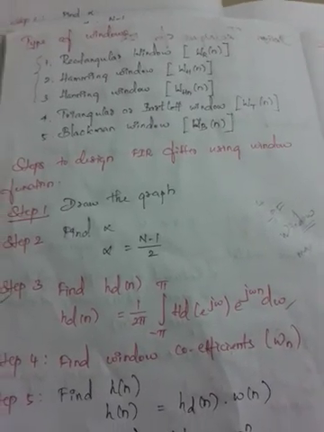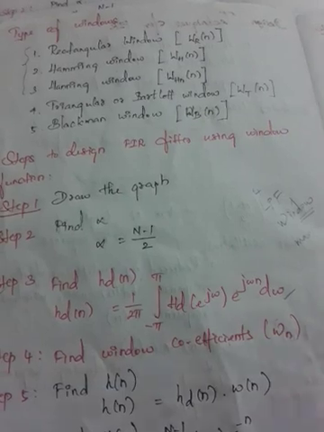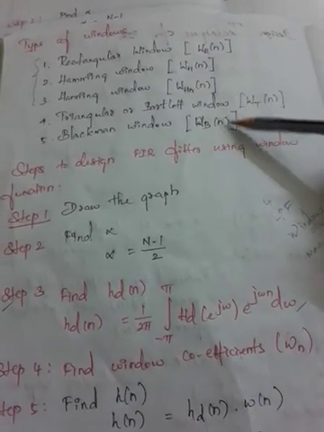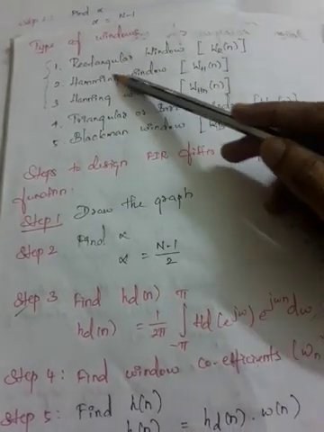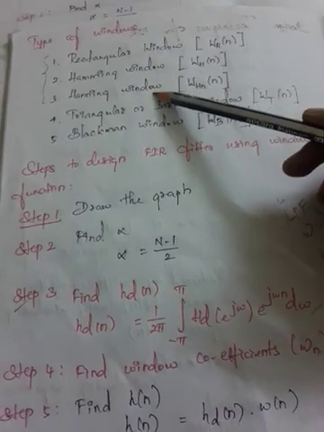Okay, next we are going to see about types of windows. What types of windows are available? There are actually 5 types of windows available. In this we are going to use only the first 3 windows, that is the rectangular window, hamming and hanning window.